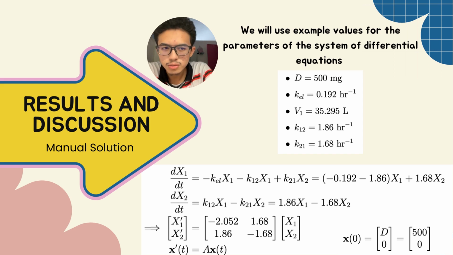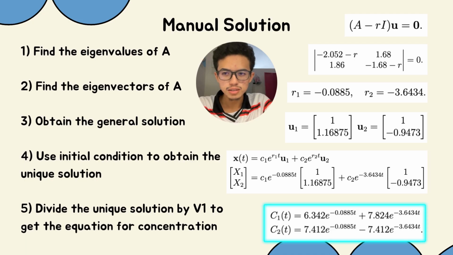To solve this system of differential equations, we will use these example values for the parameters. So in the end, we will get this coefficient matrix A as well as this initial condition. To solve this system manually, we will use the method of finding the eigenvalues and eigenvectors. So we will get the equations for the amount of drugs in each compartment. Then we divide both equations by the volume of compartment 1 to get the equation for the concentration of drugs in each compartment, which is shown here in the highlighted box.